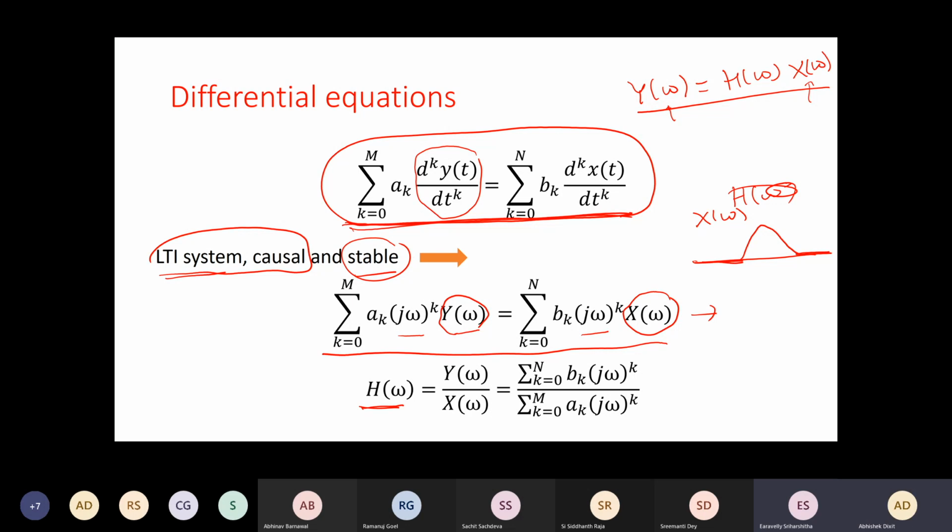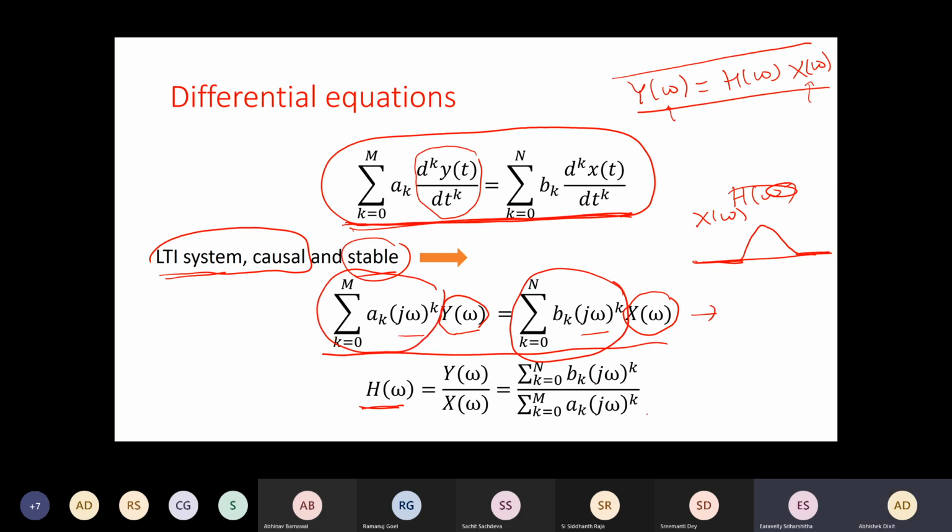Okay, so just keep in mind, this equation is always true. So if I have to find H of omega, Y of omega divided by X of omega, what should it be? This should be this thing divided by this thing.